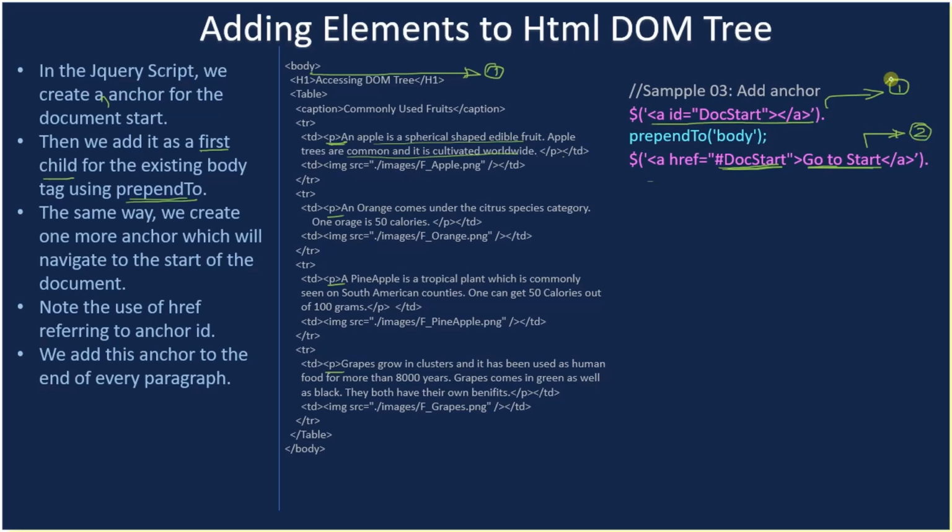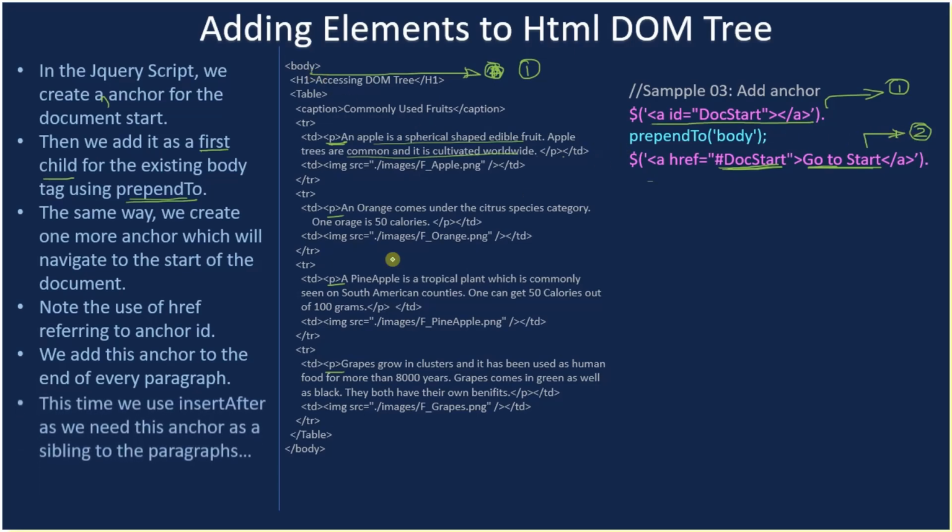So here we created an element, and in the DOM tree we placed the element. So the location is, let's refer to this as here. So the location is 1 only. Okay, 1. This we are creating and we are adding it here. Right, now we created the second element. This time we use insertAfter, as we need this anchor as a sibling to the paragraphs. And we know that we have 4 paragraphs, and we call insertAfter TDP.